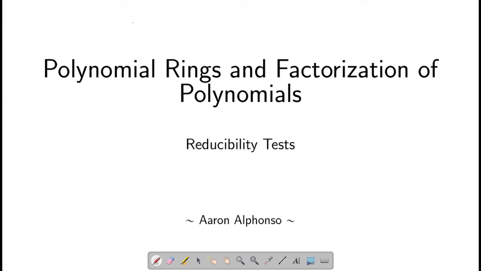Hello everyone. So in this session we will be looking at what we mean by reducible polynomials, and we will prove some basic results regarding reducible polynomials.